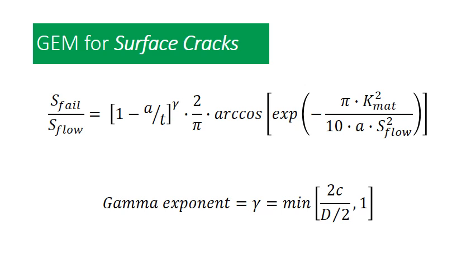So far, starting from the left-hand side, we have the failure strength divided by the flow strength is equal to 1 minus A over T to the power of the gamma exponent. That A over T is the crack depth to pipe wall thickness ratio. So essentially the 1 minus A over T is a remaining ligament. And then we have a 2 over pi arc cos exponential term. Kmat is the toughness, A is the crack depth, and we've got the flow strength in there. Now, the gamma exponent defined for a crack is the minimum of the crack length divided by the radius of the pipe up to a maximum of 1.